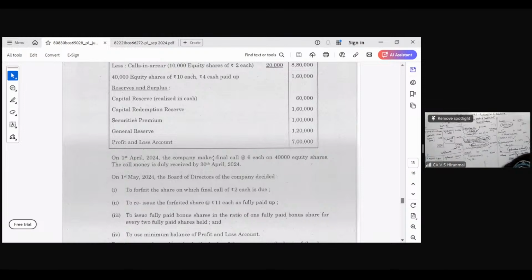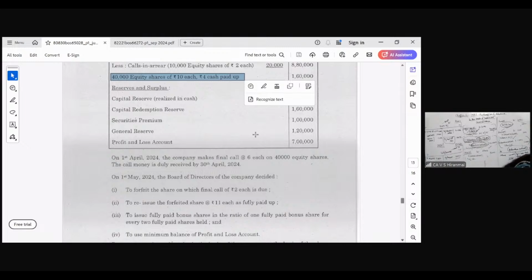On 1st of April, the company makes a final call. So on these 40,000 shares, it is making the final call of 6 rupees. Okay. The call money is received. So dates are given when you are passing the journal entries. Very, very important to write the dates.